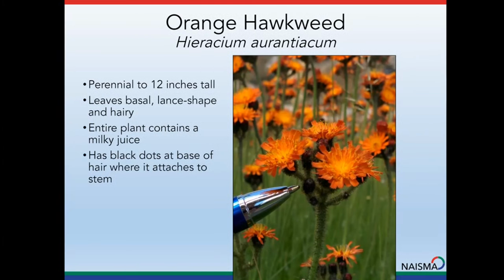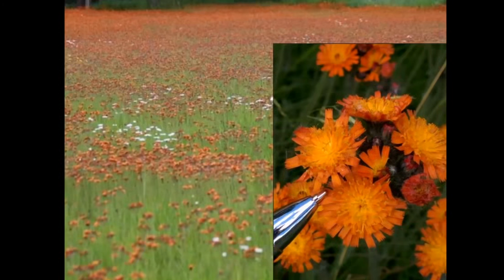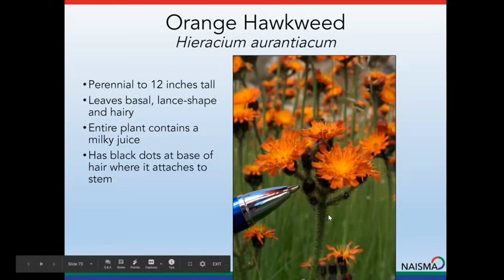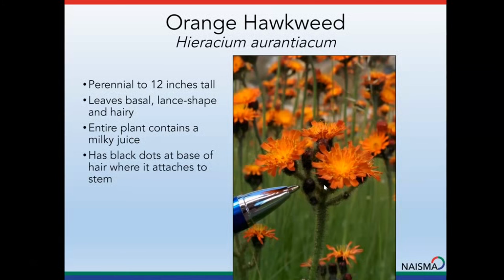The entire plant, as most hawkweeds, contains a milky latex or milky juice. And in this particular species, it has black dots at the base of the hair where it attaches to the stem. So orange flower, very hairy, milky latex. And then you can see, once again, in the aster family, that orange nature. Orange hawkweed can be stoloniferous, so you can see above ground stolons with it. Really challenging to get a good picture of the hair, but you can see on this picture how hairy those are and how black kind of the stem is because of the amount of hair there.